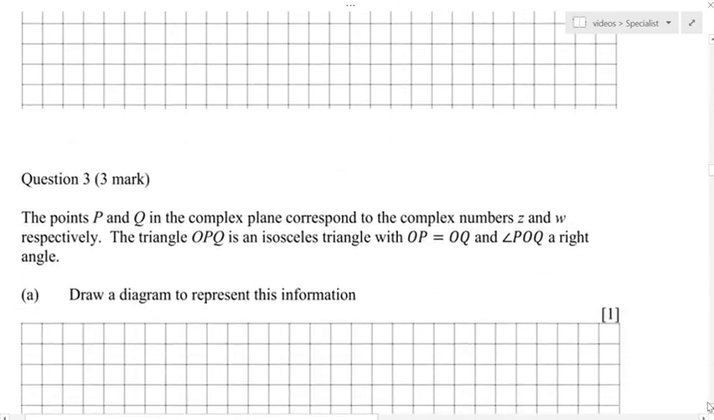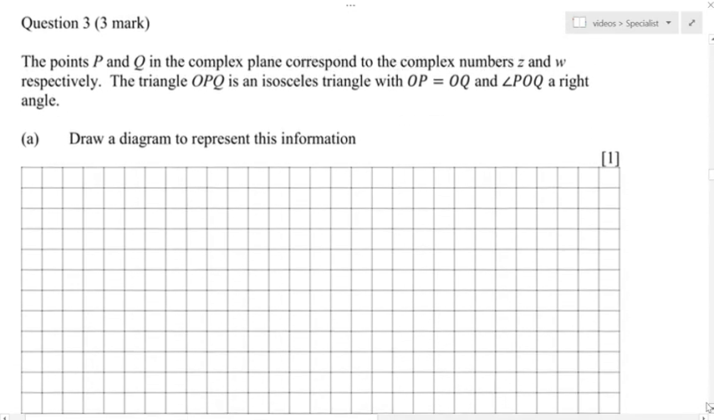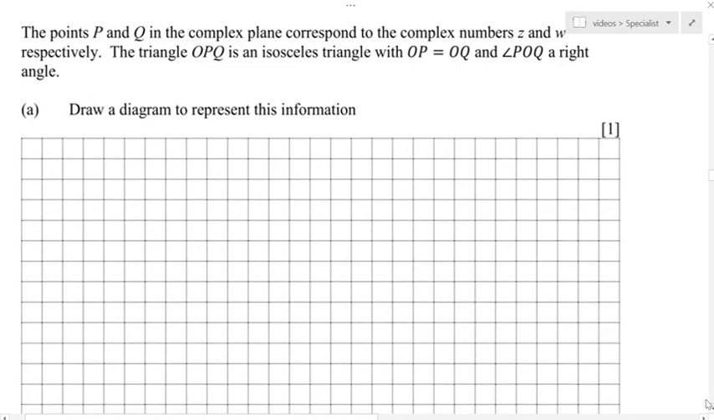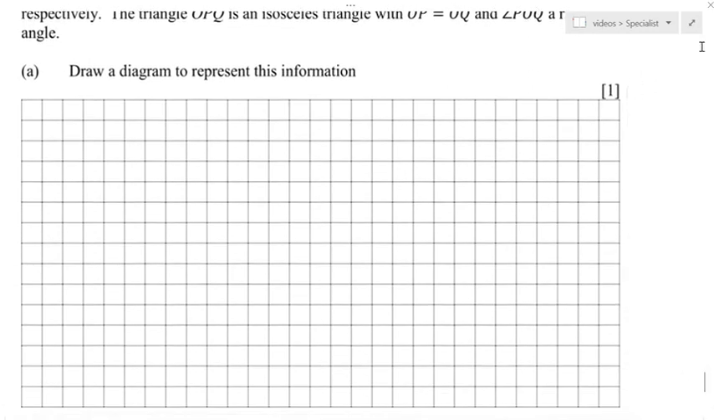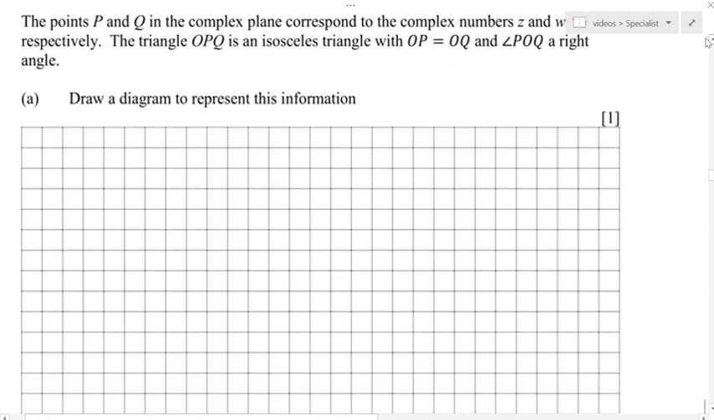Okay, let's look at the next question, and this again you need to use some sort of geometry. It says point P and Q in the complex plane correspond to complex numbers Z and W respectively, and triangle OPQ is an isosceles triangle with OP equals to OQ and angle POQ a right angle. So the first question is very straightforward. You just need to draw a diagram for this.